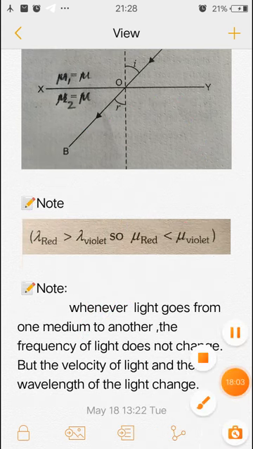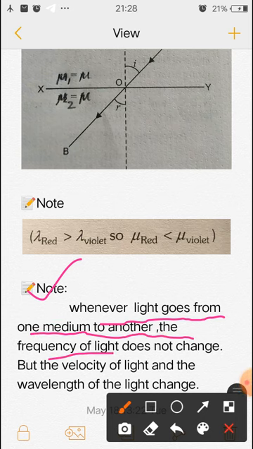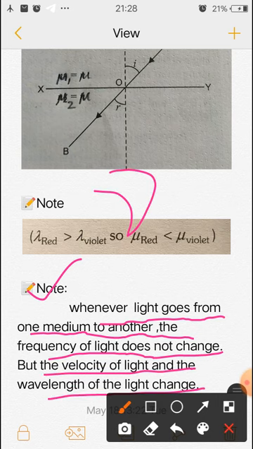Note, very important note: whenever light goes from one medium to another, the frequency of light does not change. The frequency of light does not change, but the velocity of the light and the wavelength of the light change. So frequency nu does not change at all. You have to remember this for short questions.